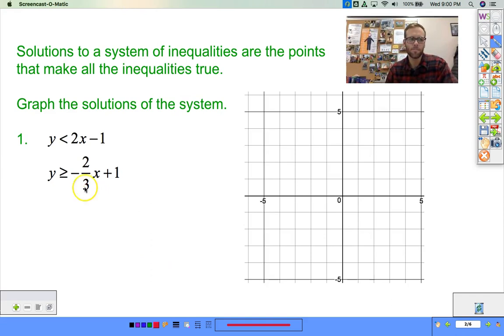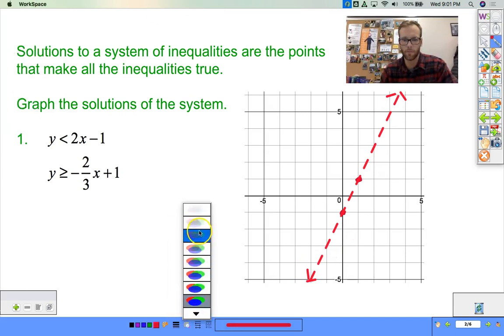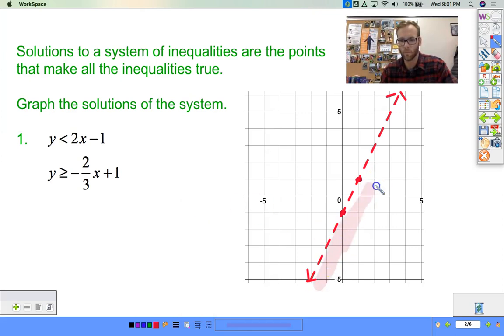Well, we just graphed this one. We know what that was. The slope was 2, the y-intercept was -1. So there's -1, there's my slope of 2. That again is a dashed line that looks like that. And we shaded that one below, didn't we?